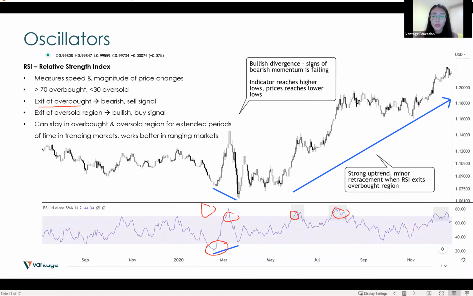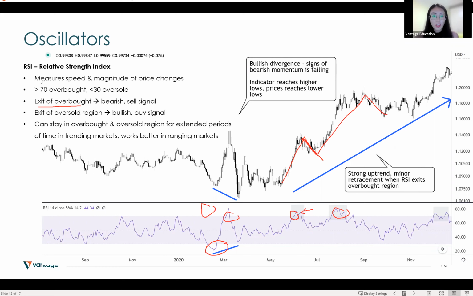But in a strong uptrend, you can see over here where prices are forming higher lows and higher highs coming into this region. When price exits this overbought region, we should be seeing a retracement or a bearish move, but this is just a slight retracement when price continues on the upside.